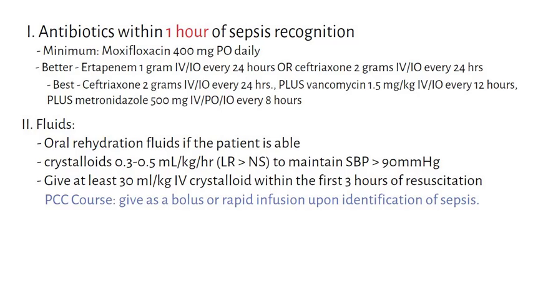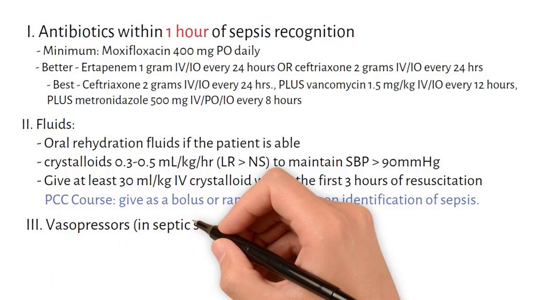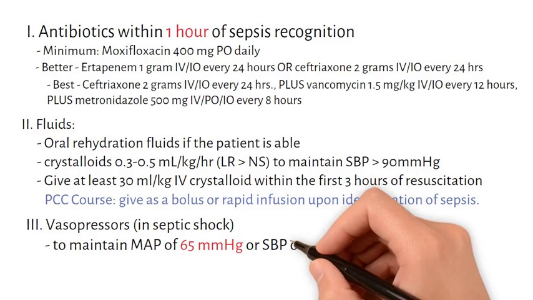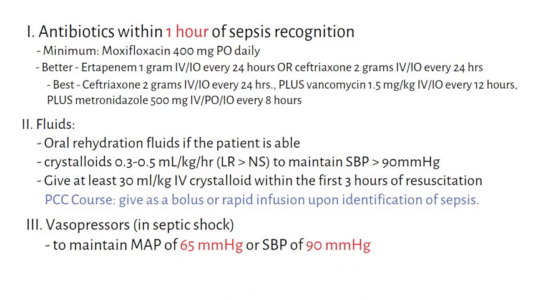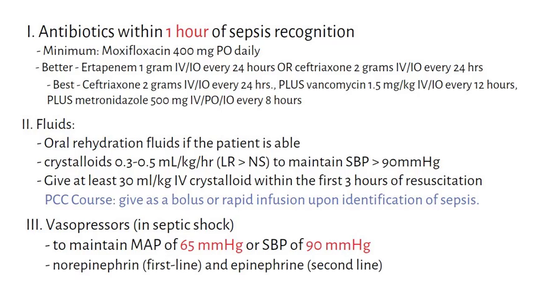In septic shock, the treatment additionally involves giving vasopressors in order to maintain a mean arterial pressure of 65 or systolic blood pressure of 90. In the PCC course, you will only have access to a manual blood pressure cuff, so your goal will be to maintain a systolic blood pressure of 90. During the course, you will learn how to set up an infusion of either norepinephrine or epinephrine as part of this treatment.